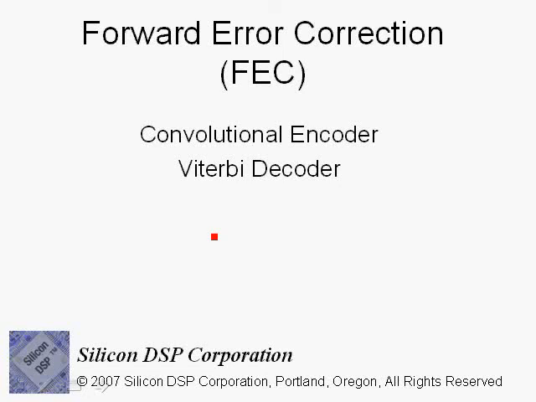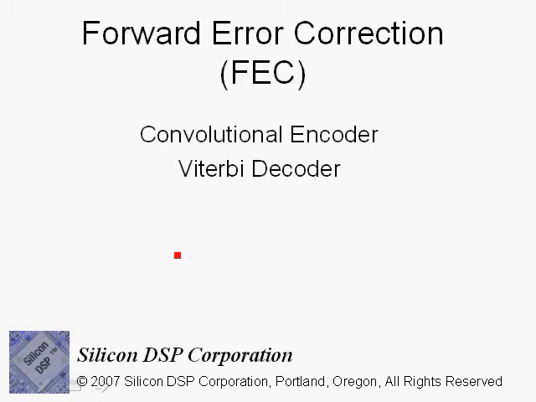In this section, we will talk about forward error correction coding. In particular, we will talk about convolutional encoder and a Viterbi decoder. Convolutional encoder is used both in 802.11a for Wi-Fi and also in 802.16-2004 for WiMAX. This section covers material common to both Wi-Fi and WiMAX.